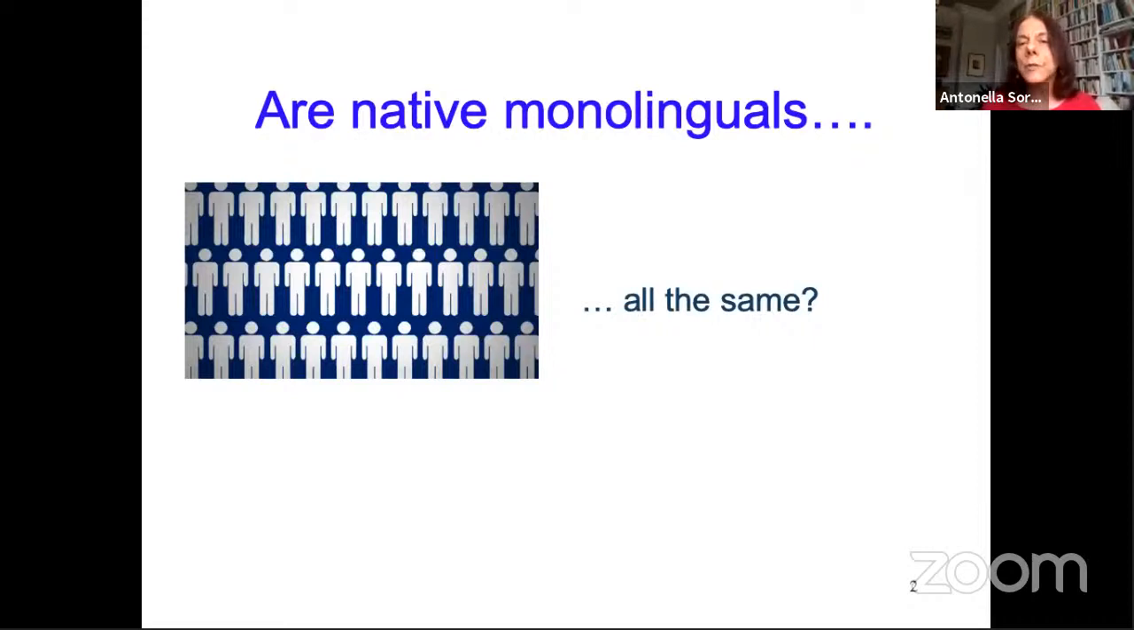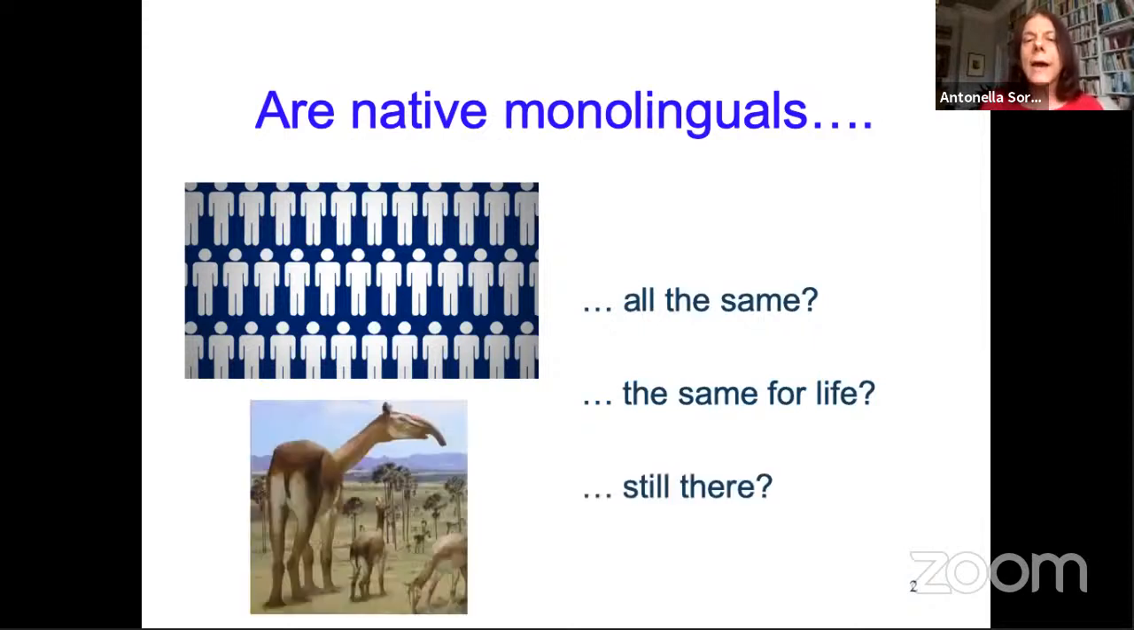Are native monolinguals all the same? And are native monolinguals the same for life? So do they ever change? And the most provocative question: are native monolinguals still there? Or maybe can we say they are on the verge of extinction?